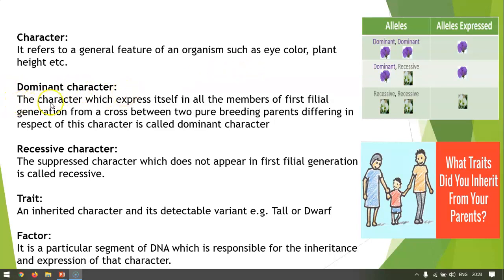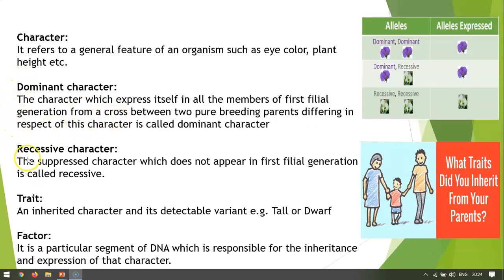Dominant character. The characters which express itself in all the members of the first filial generation from a cross between two pure breeding parents, differing in respect of this character, is called as dominant character. Dominant character is seen when an allele expresses its trait even in the presence of an alternative form of an allele.